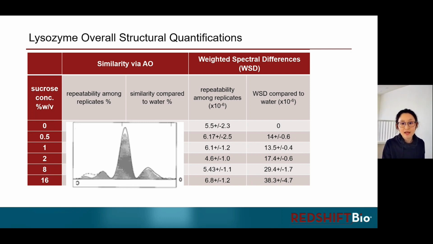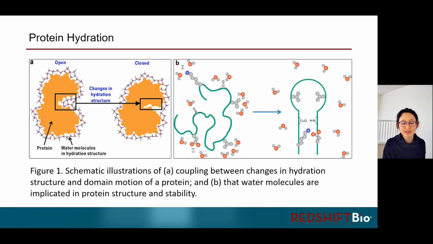Next, let's add protein hydration. So first, let me explain what protein hydration means. When dry proteins are exposed to water, they rapidly bind water molecules up to a maximum quantity, which differs for different proteins. This interaction between a protein molecule and a water molecule is oftentimes referred to as protein hydration, and it plays a crucial role in protein folding, stability, and activity.